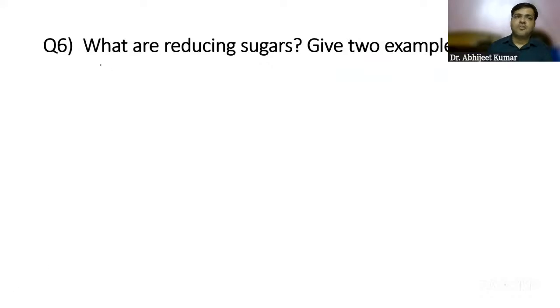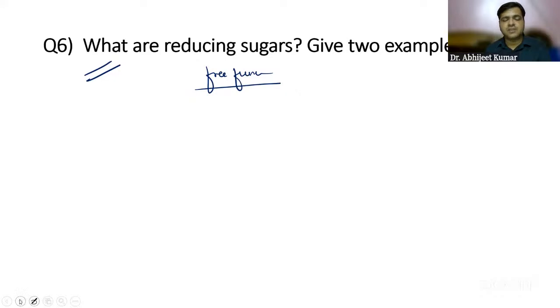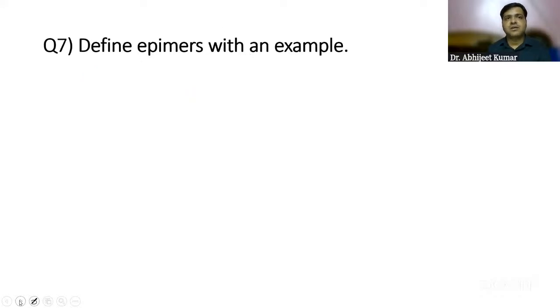Reducing sugars, we have already discussed this question in detail. The reducing sugars have one free functional group that can participate in the bonding. Examples we have already discussed: lactose and maltose.